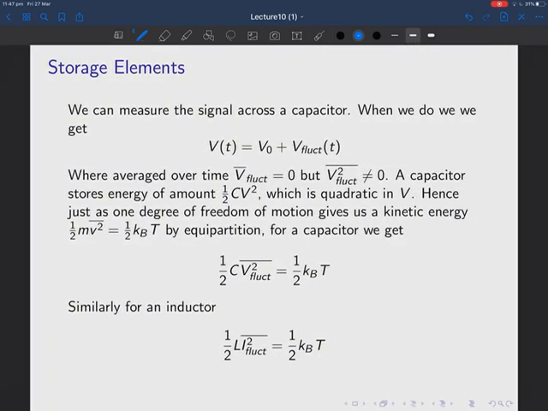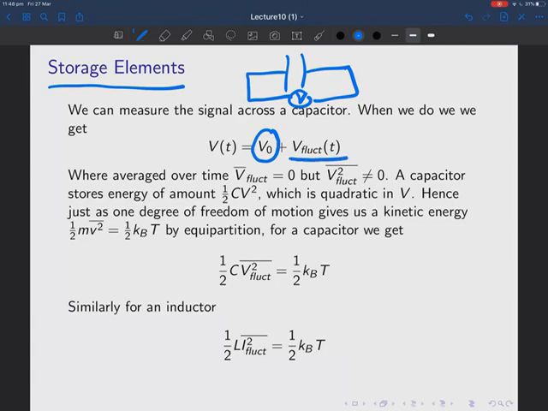Okay, so the simplest kind of noise we can look at is across so-called storage elements, which means capacitors and inductors. So if we have a signal across a capacitor, here's our capacitor. Okay, we're just going to measure the voltage across it. Here's the voltage across it. We're not putting a battery there. We're just measuring the voltage across it due to noise. Now, we could have some signal occurring. This is due to a battery or some other sort of thing. So we could measure the signal as being this, and this will be our fluctuation.